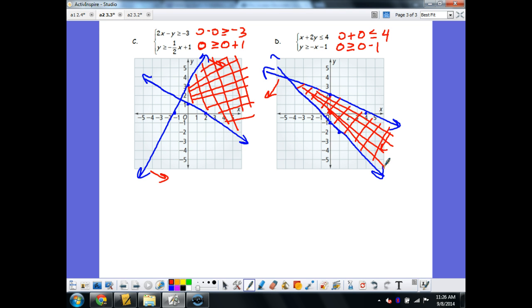So that is graphing systems of inequalities, and that is the last section that will be on Friday's quiz.